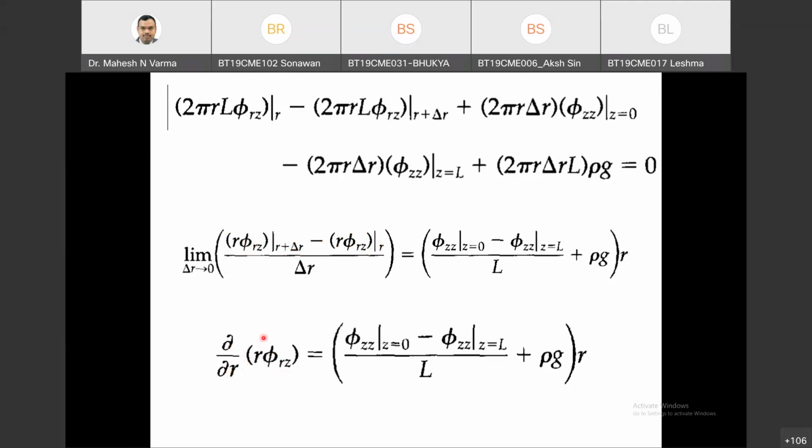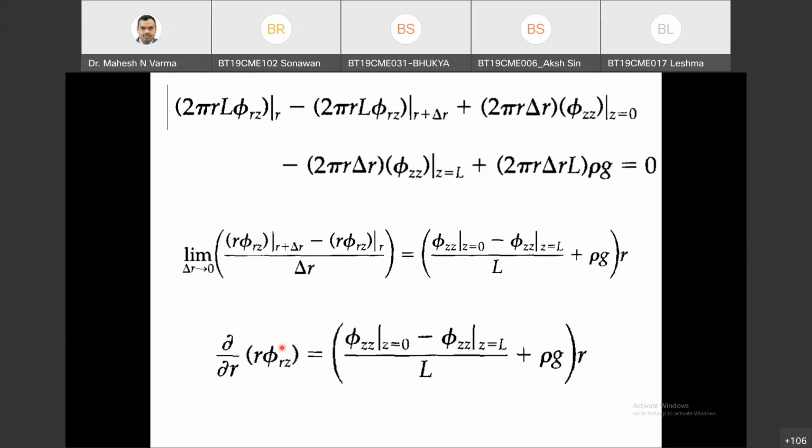Why are we not changing the location of R? Because my properties are changing in R direction, so R is a variable actually, an independent variable R. That will be equal to phi zz at z equals 0 minus phi zz at z equals L, divided by L, plus rho g into R.